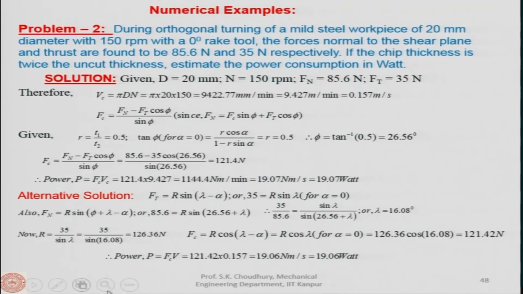You can see this is an alternative solution, because we have these formulas as well. So, we can find out the Fc and the Ft in this way, and then we can have the Fc, all right, multiply by the V that you found out earlier, and you can find out what is the power. So, you can see that the problems can be solved in many ways, either in a direct way or in another way also.